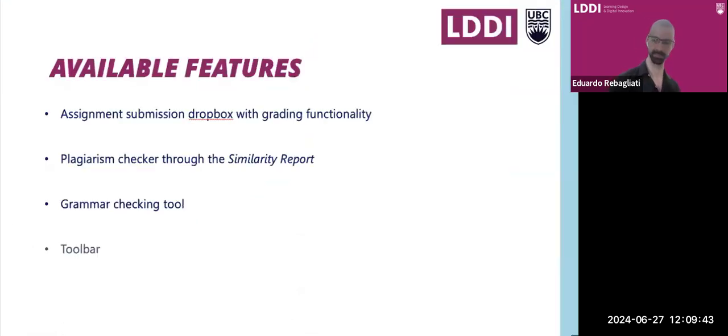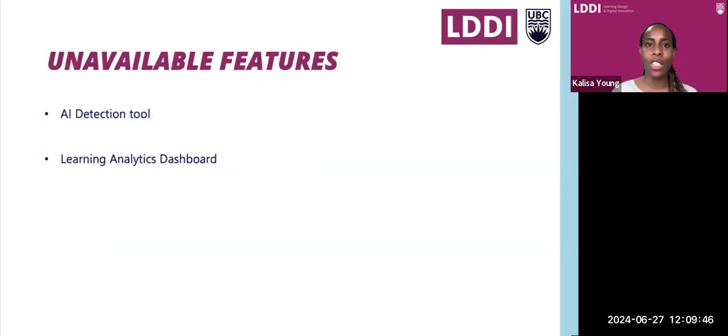Let's continue. Thanks, Eduardo. So those are some available features currently, but what are some unavailable features at UBC? Again, it differs from institution to institution, but there are disabled features here at UBC. The first one is the AI detection tool, and this one is pretty current and in very recent headlines, I would say. The AI detection tool is designed to detect work that was potentially written by an AI, but UBC has made a decision to not actually enable this feature.